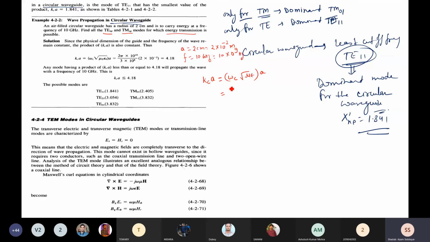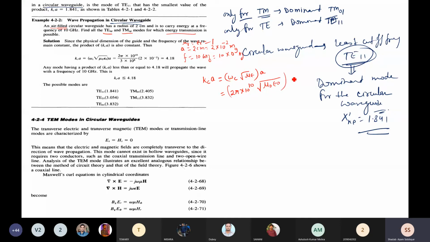So we have this cutoff frequency. I'm taking this frequency as the cutoff. This is not the cutoff, but we'll consider this as a cutoff for the time being. So this can be written as 2 pi into 10 to the power 10, multiplied by omega root under mu epsilon, which is mu naught into epsilon naught. Why does this become mu naught into epsilon naught? Because it is given as free space, air-filled, that means mu r and epsilon r are equal to 1.